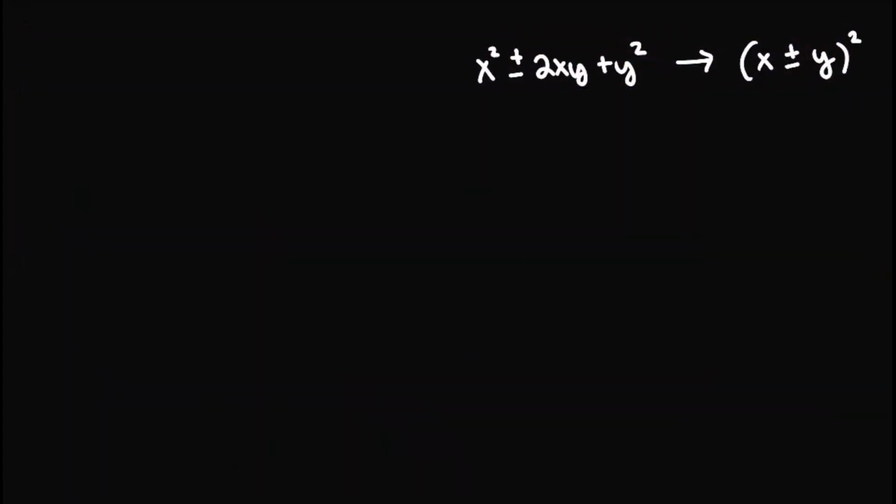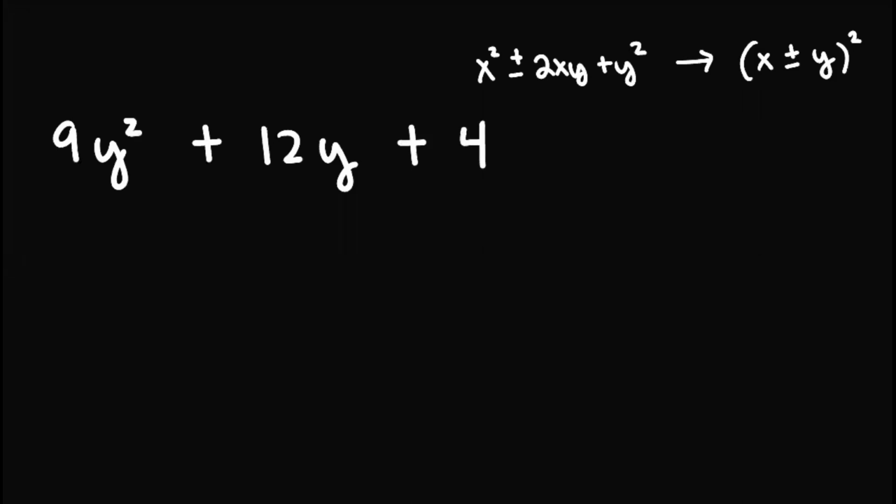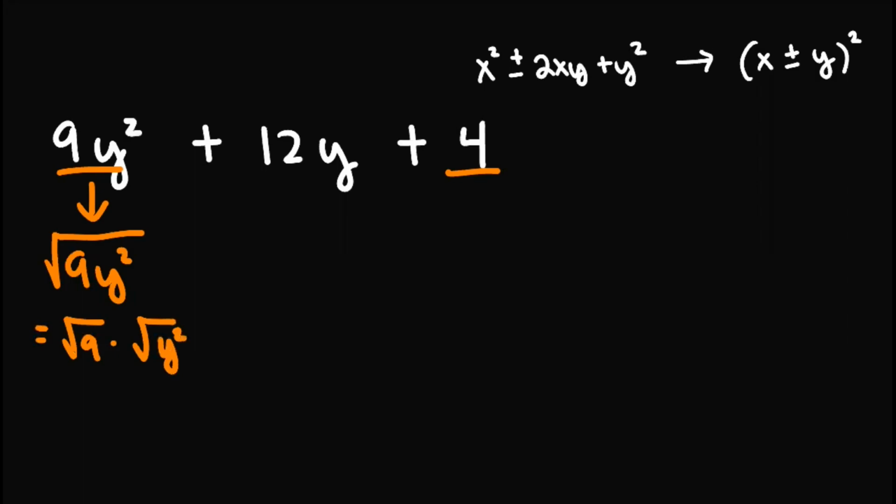Let's have our third example. If we have 9y² + 12y + 4, checking the first and the last terms, is 9y² a perfect square? Observe that we can write the square root of 9y² as the square root of 9 times the square root of y². We know that the square root of 9 is simply 3, and the square root of y² is simply y. So it is a perfect square. How about 4? We know that the square root of 4 is equal to 2. And so the first and the last terms are perfect squares.